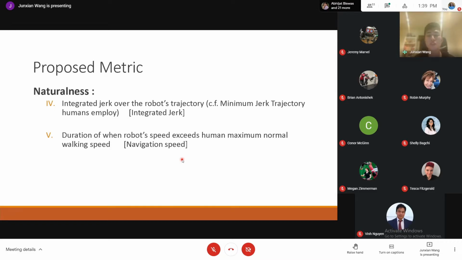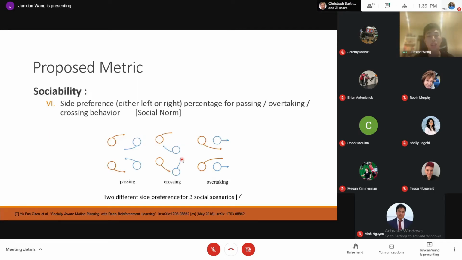So this basically measures the smoothness of the path that the robot has chosen. Less sudden change in direction means humans have to worry a bit less about walking into a robot. We also have the duration of when the robots exceed the maximum working speed of humans. So we like to minimize the duration of when robots actually go into a running speed. And lastly, in the sociability category, we have the side preference percentage for passing, overtaking, and crossing.